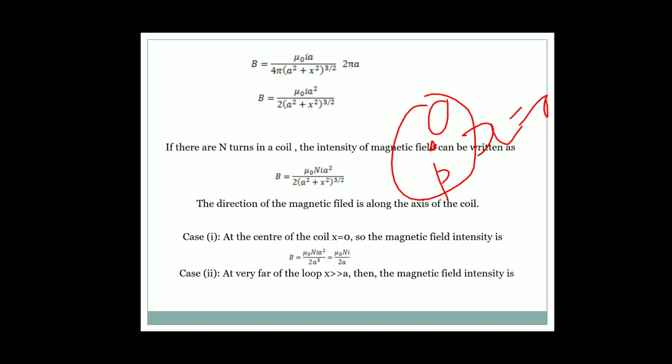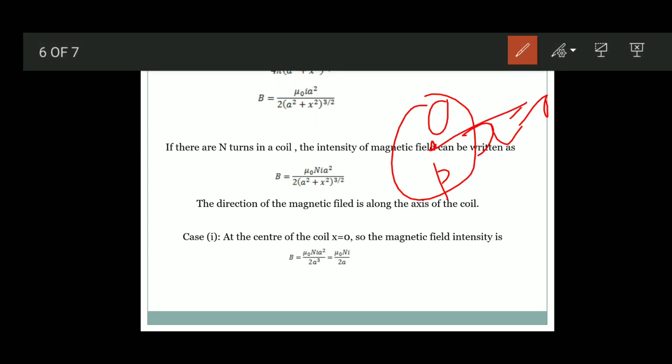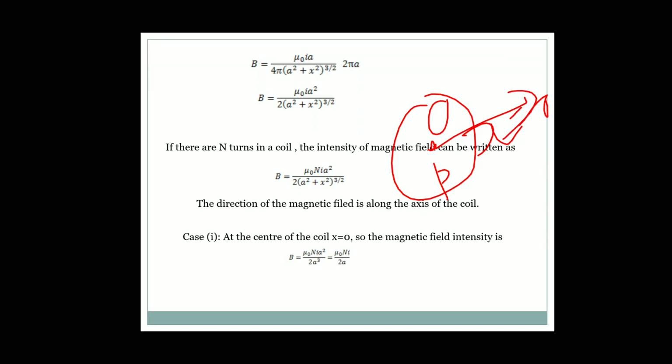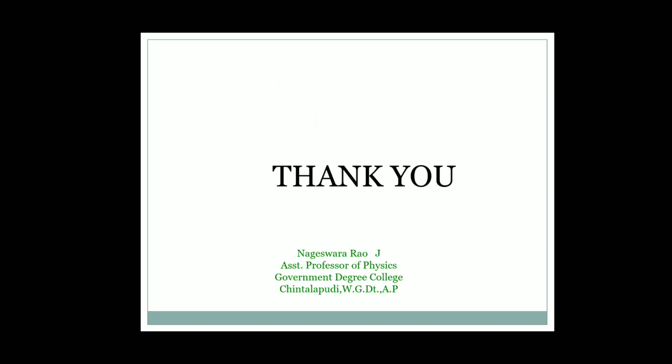In case two, if the point is very far from the center of the coil, that is x is very much greater than a, then a can be eliminated. So the intensity of magnetic field B is equal to mu naught n I a square by 2x cube. This is the intensity of magnetic field due to the current carrying circular coil.